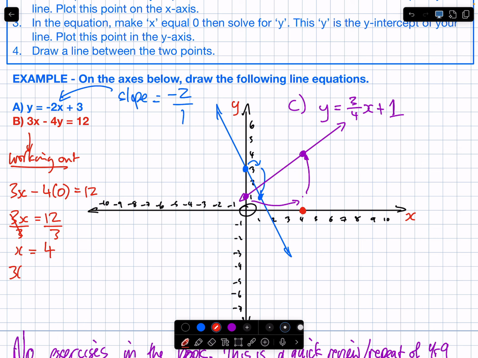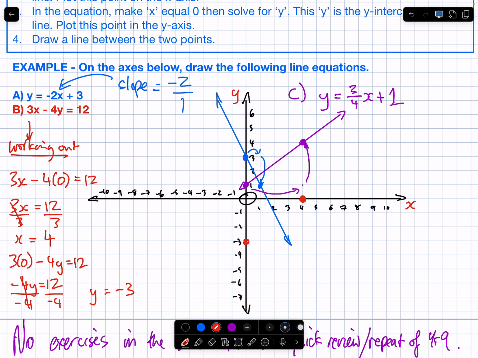So it's going to be 3 lots of nothing, take 4y equals 12. What is 3 lots of nothing? Still nothing. So what's left on the left-hand side? Negative 4y equals 12. What's negative 4 doing to y? It's timesing by negative 4. What's the opposite of timesing by negative 4? Well, you said divide by negative 4. Divide by negative 4. That's going to cancel out. So y is going to be 12 divided by 4, which normally is 3, but it's negative this time. So that's where my dot is going to go. Y is equal to negative 3.